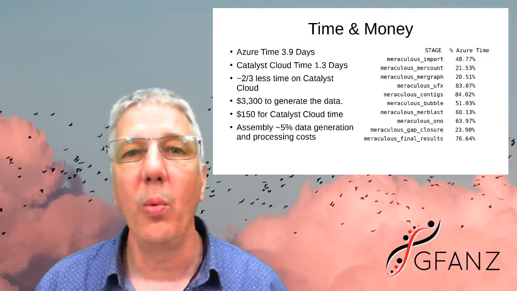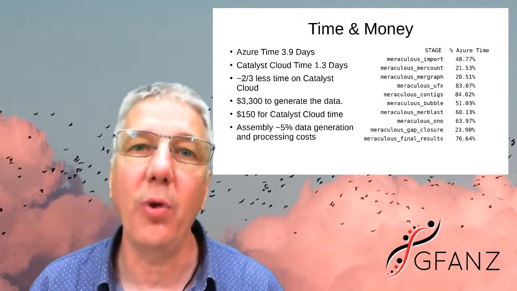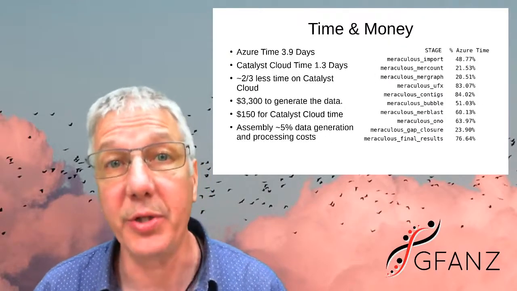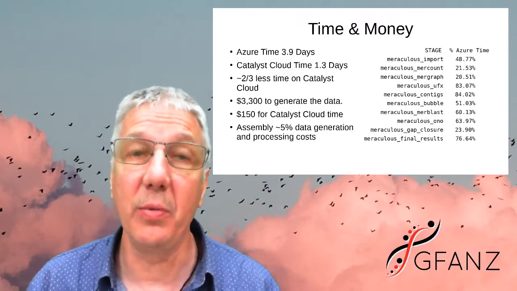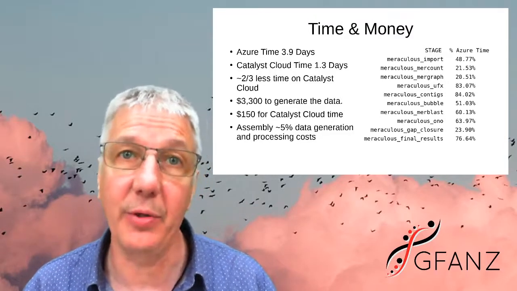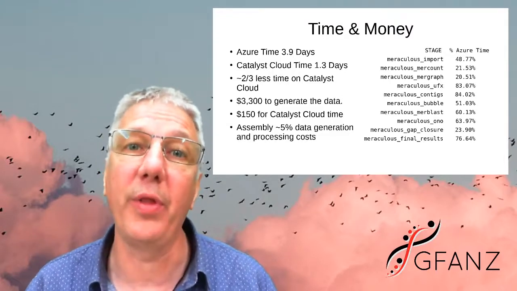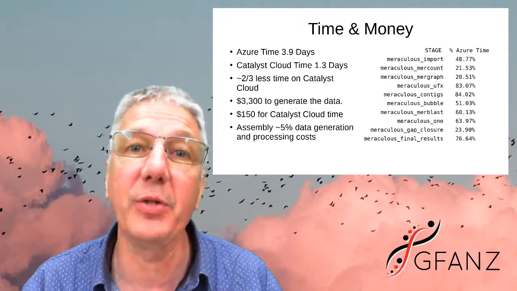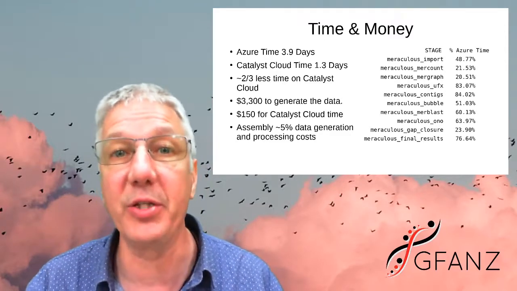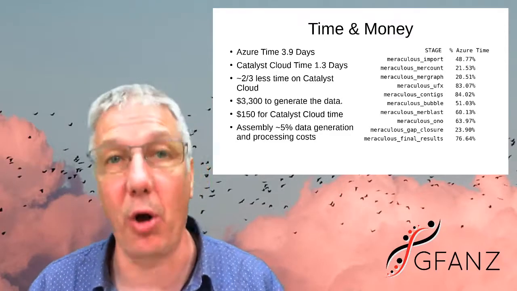One thing we often want to know about is how long does something take and how much did it cost? In this slide, we see that doing this assembly on the Catalyst Cloud took 2/3 less time than on Microsoft Azure. And you'll recall that because working in the cloud is pay-as-you-go, the less time that is spent on the cloud computing, the less it costs.